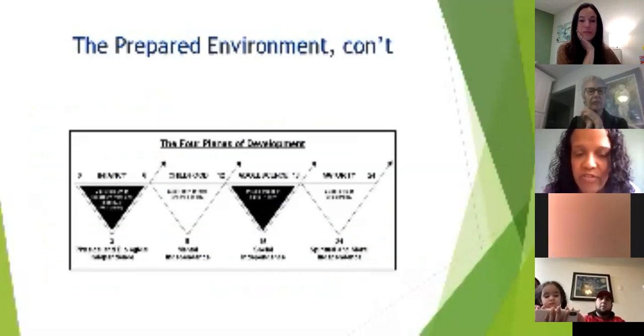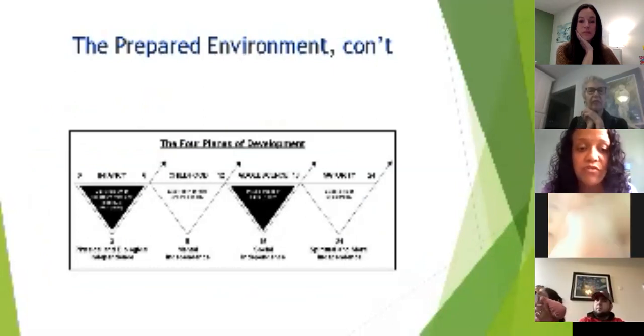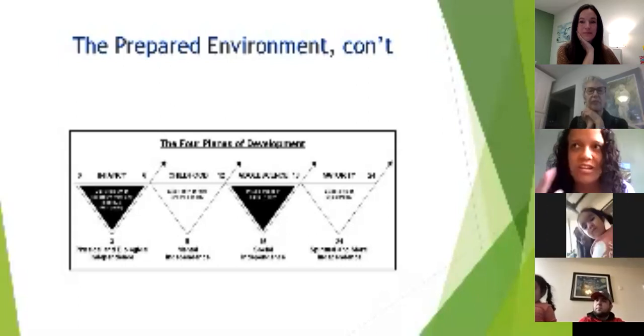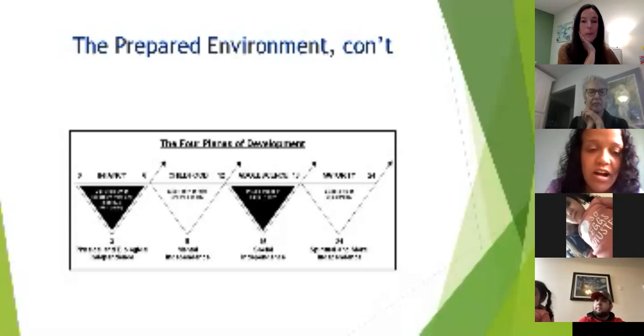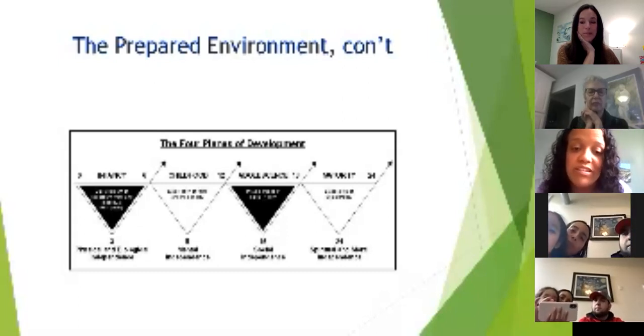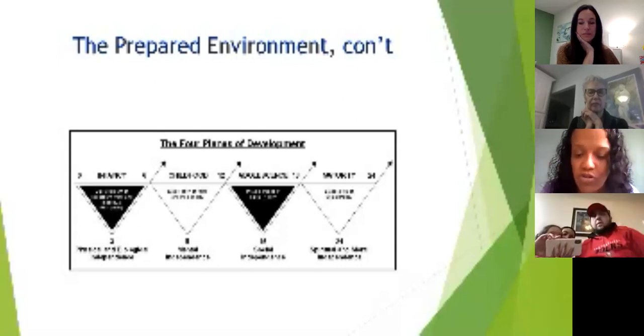And the four planes of development, as Dr. Montessori describes them, are infancy, from birth to 3 years, and then later from 3 to 6, childhood from 6 to 12, adolescence from 12 to 18, and then maturity or independence from 18 to 24.